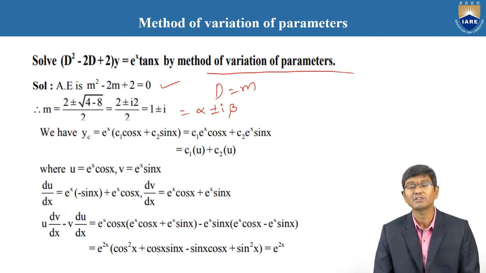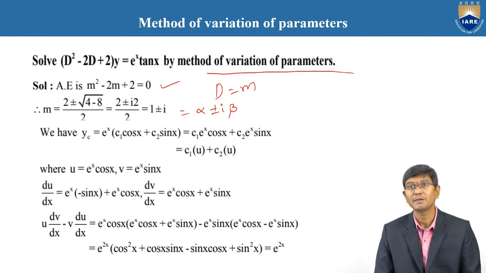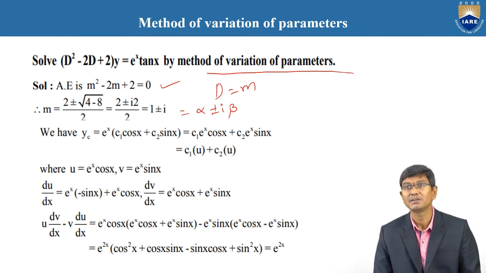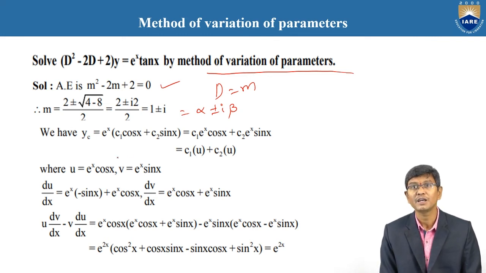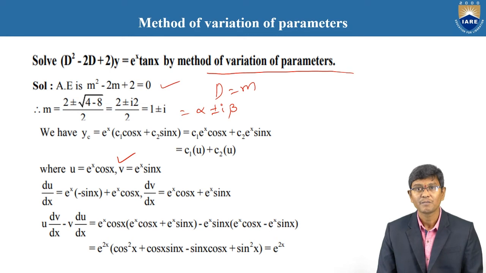Therefore, the complementary function yc is equal to e power x into (c1 cos x plus c2 sin x). That is, c1 into e power x into cos x plus c2 into e power x into sin x. Therefore, u is equal to e power x into cos x and v is equal to e power x into sin x. Now we need to find u into v dash minus v into u dash. That is the meaning of the Wronskian.